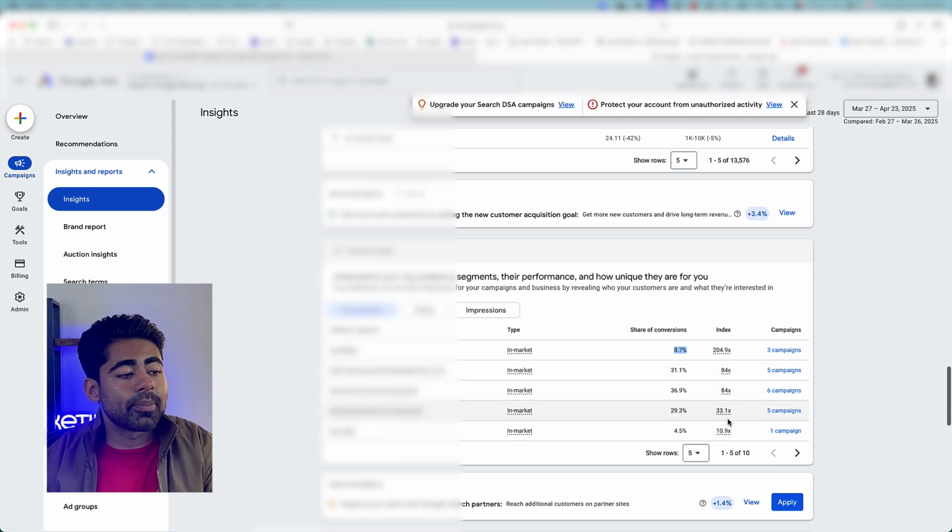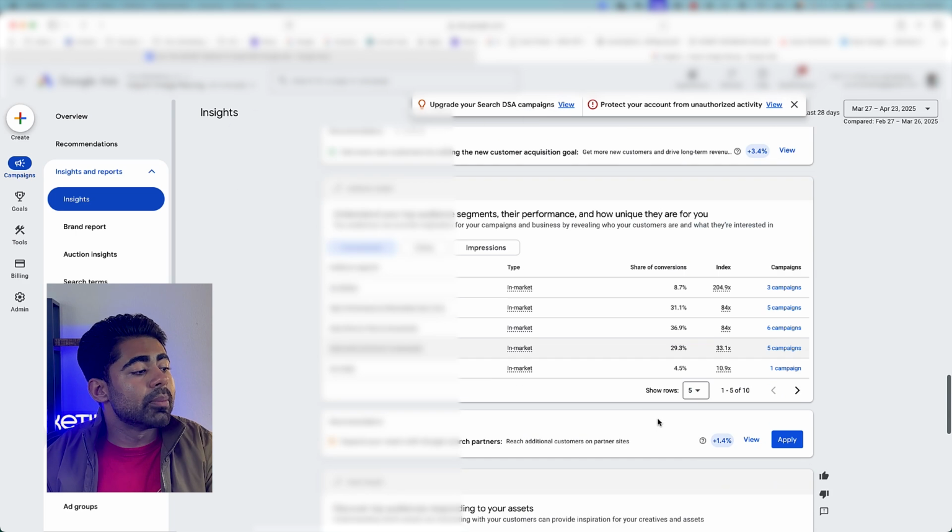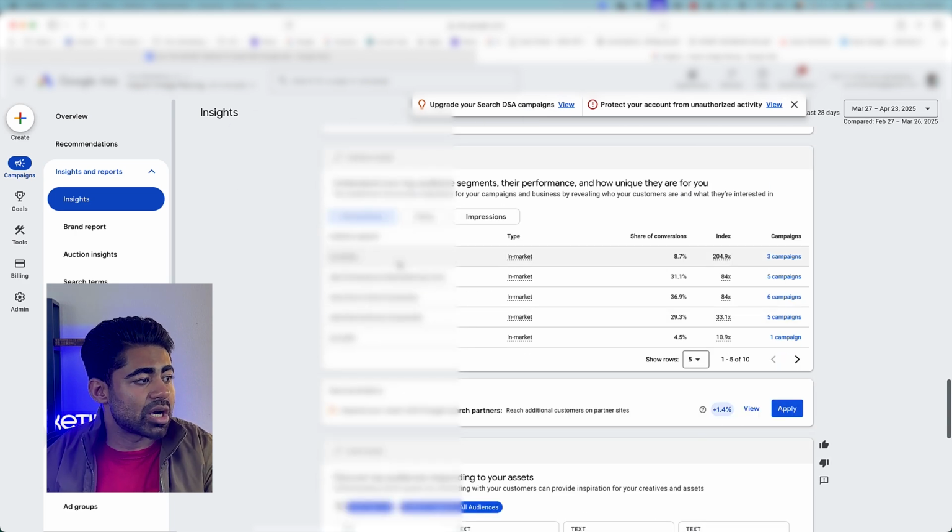Ideally, you want to be above a 20x and beyond. So basically, that's the minimum point right here. But that's the audience insight section, the audience segment section.